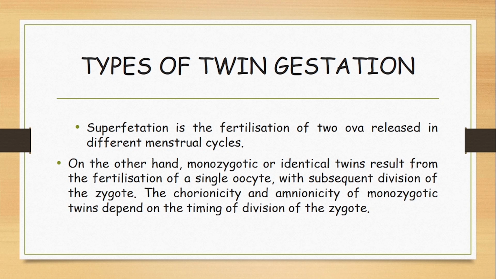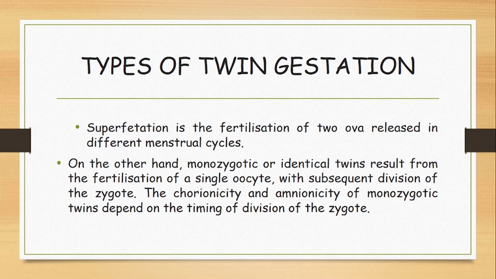Superfetation is the fertilization of two ova released in different menstrual cycles. Like in the month of July, one ovum may be fertilized, and in the month of August, one ovum is fertilized, and both develop intrauterinally and grow. So this phenomenon is called superfetation.